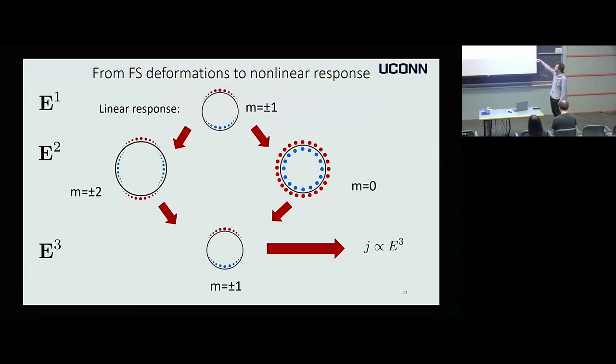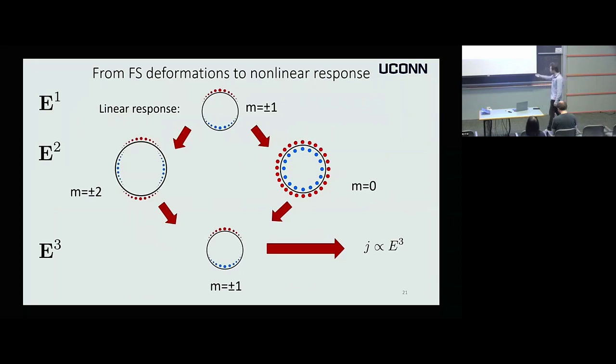Obviously these are both even harmonics, so if you try to calculate their contribution to current, which is an odd harmonic, you're going to get 0. But in third order, you can go back from 0 and plus or minus 2 to plus or minus 1 and get a contribution to current.